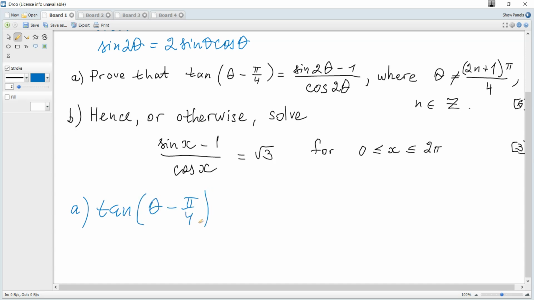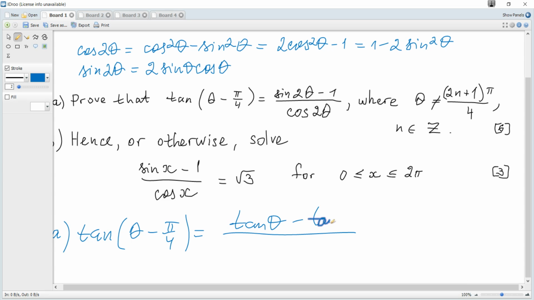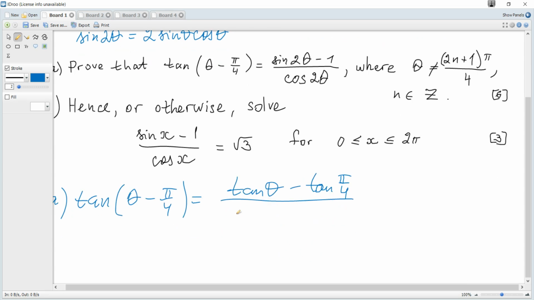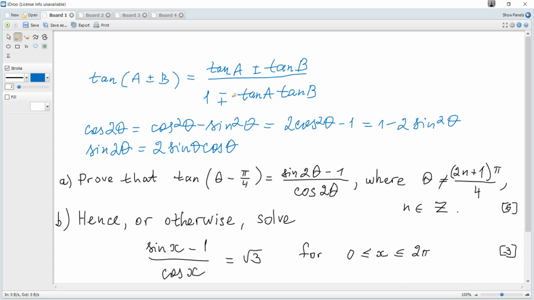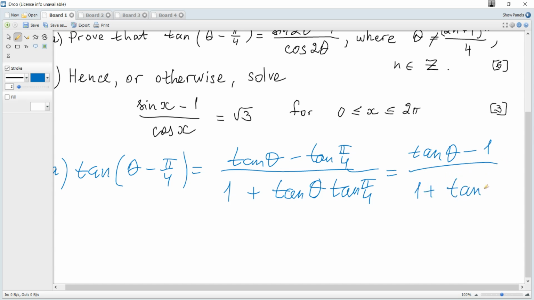tangent of theta minus pi over 4 becomes tangent of theta, and you can see the same sign, so minus tangent of pi over 4, divided by 1 plus, you can see that there must be the opposite sign, tangent of theta multiplied by tangent of pi over 4. Tangent of pi over 4, it's tangent of 45 degrees, it's 1. So it becomes tangent of theta minus 1 over 1 plus tangent of theta.